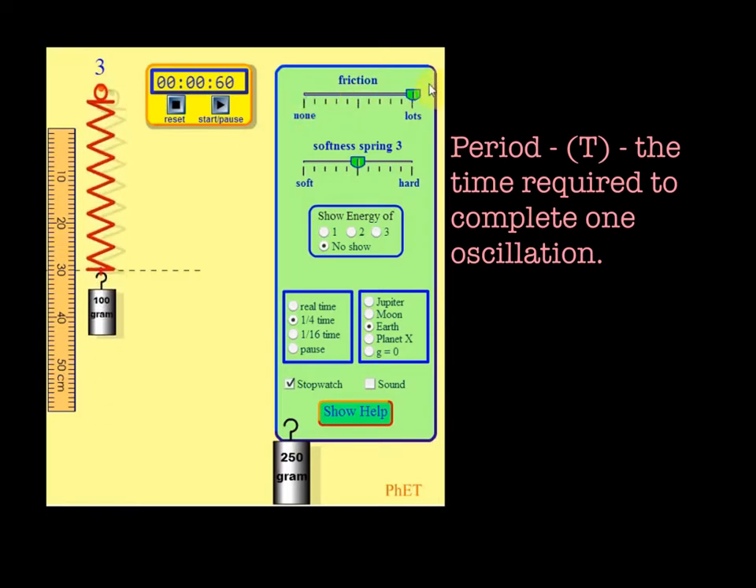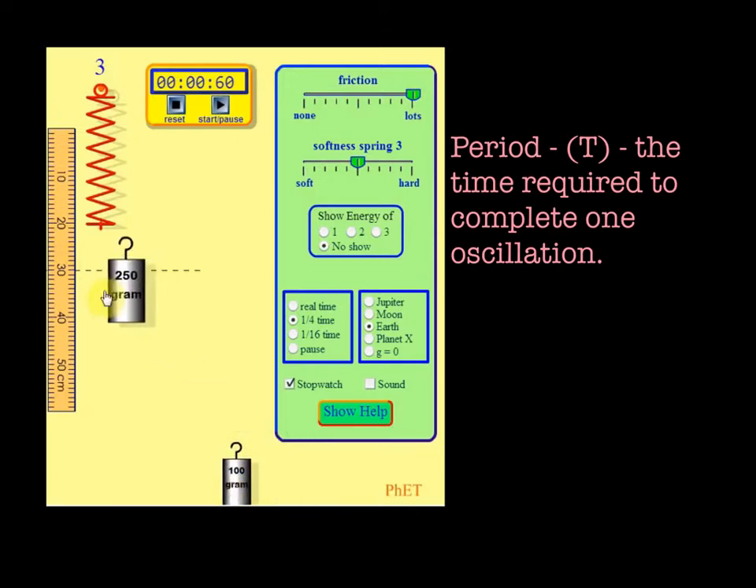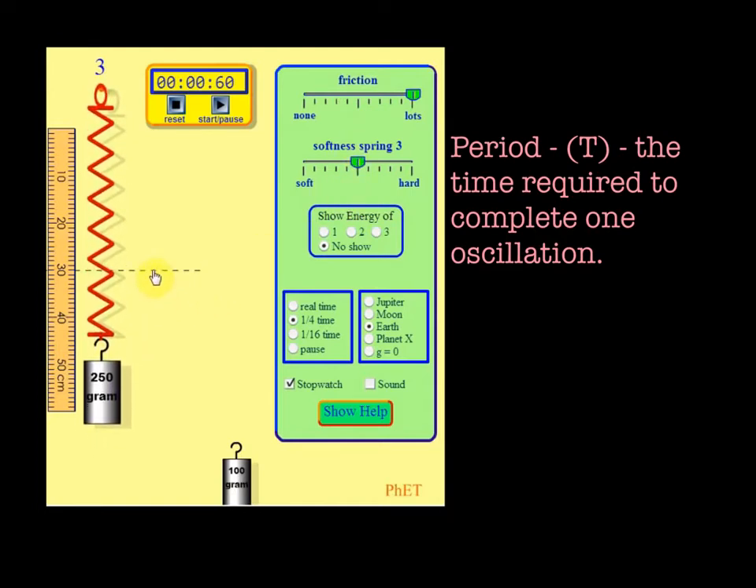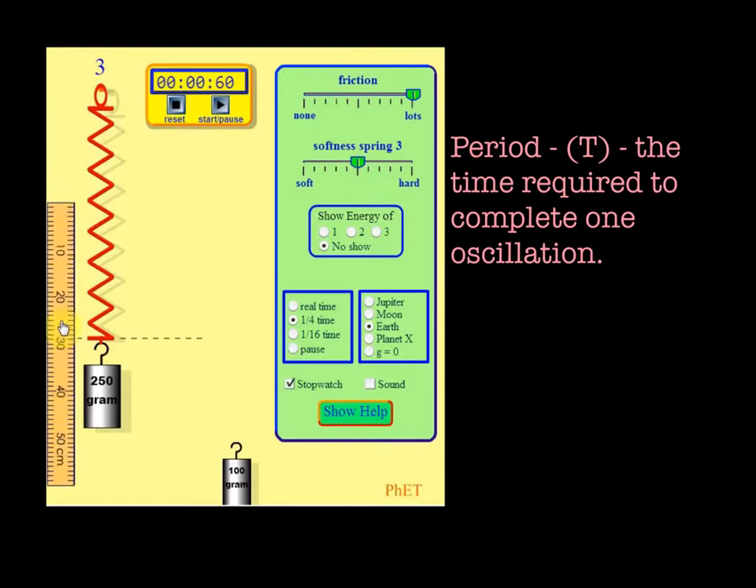So I'm going to stop it from oscillating for a second, and let's see what happens to the period if I then change the mass. I'm going to take the 100 gram off. I'm going to add 250 grams. Now, obviously, when I add more mass, it's going to stretch the spring farther, F equals kx. It's the same k, so it's going to have a greater F, so it's going to get stretched farther. So I'm going to move my equilibrium line and my ruler down to match my new point of equilibrium, and then we're going to do it again.